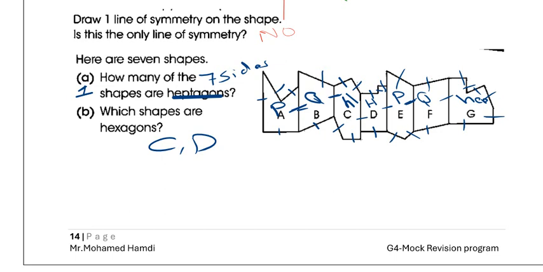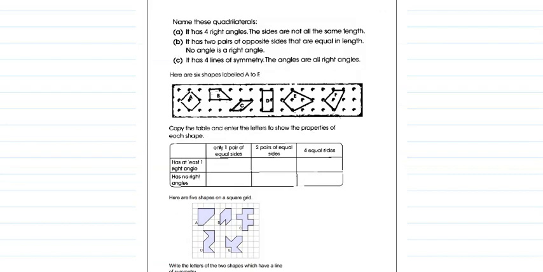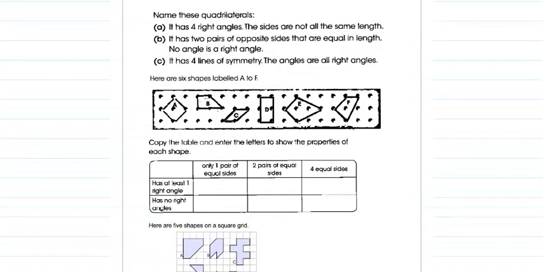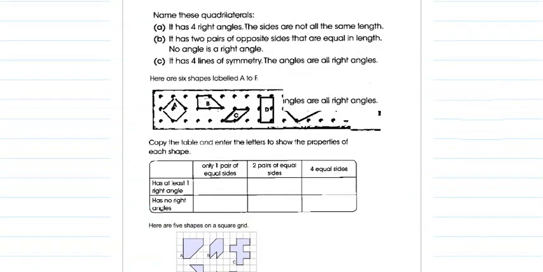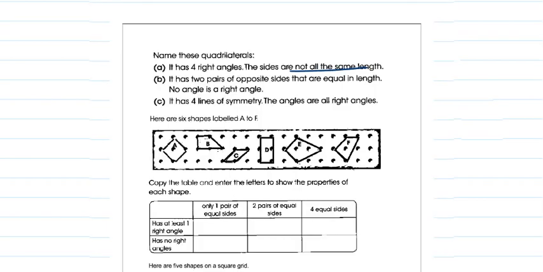Which shape has 4 right angles and sides that are not all the same length? 4 right angles means maybe a square or rectangle, but they said the sides are not of the same length, so this shape will be a rectangle. The rectangle has no equal sides, only 2 pairs of equal sides, so this is a rectangle.